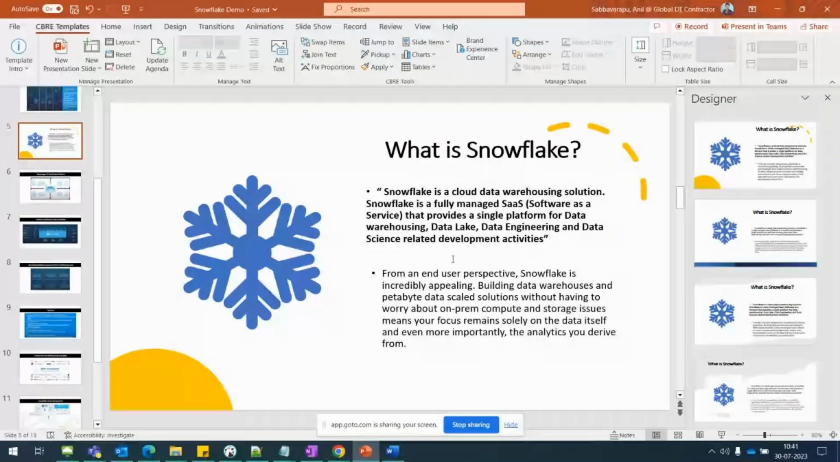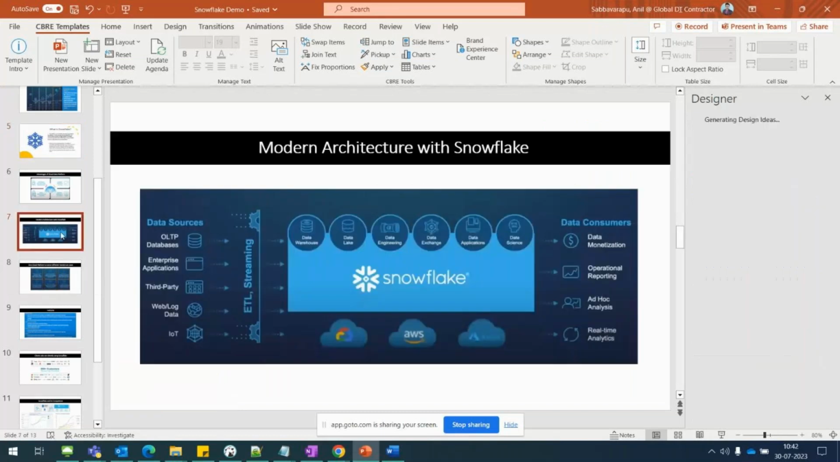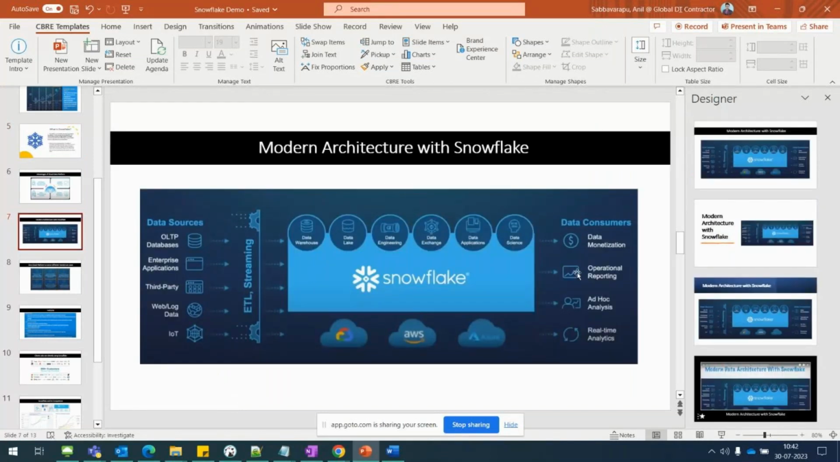So that's how it's emerging. And this is the modern architecture with Snowflake. Right now it is supporting three different clouds, like Google Cloud, Amazon Web Services, and Azure.